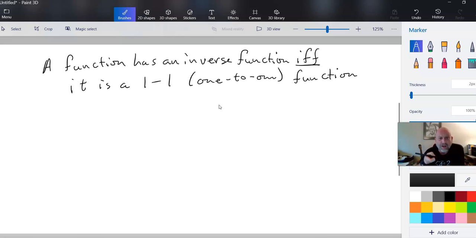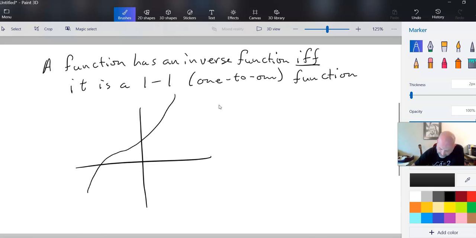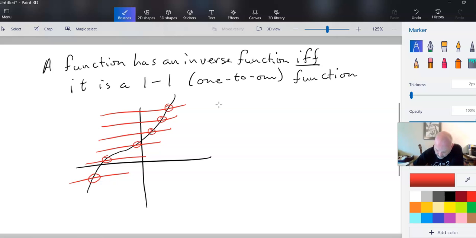Excuse me. A function is a one-to-one function if, when you look at the graph of the function, no matter which horizontal line you draw, you only hit one function value. As long as this only intersects the graph of the function one time, then it's one-to-one. So this is one-to-one.